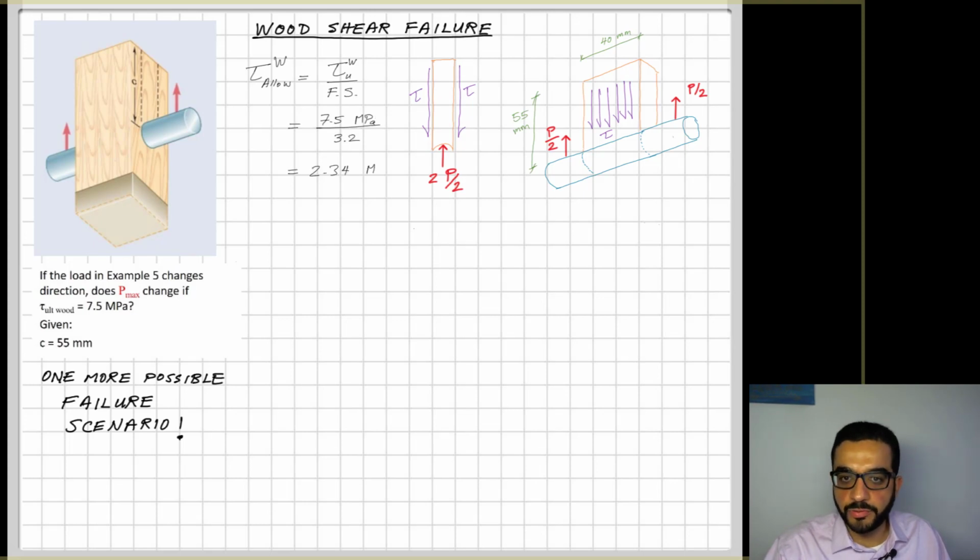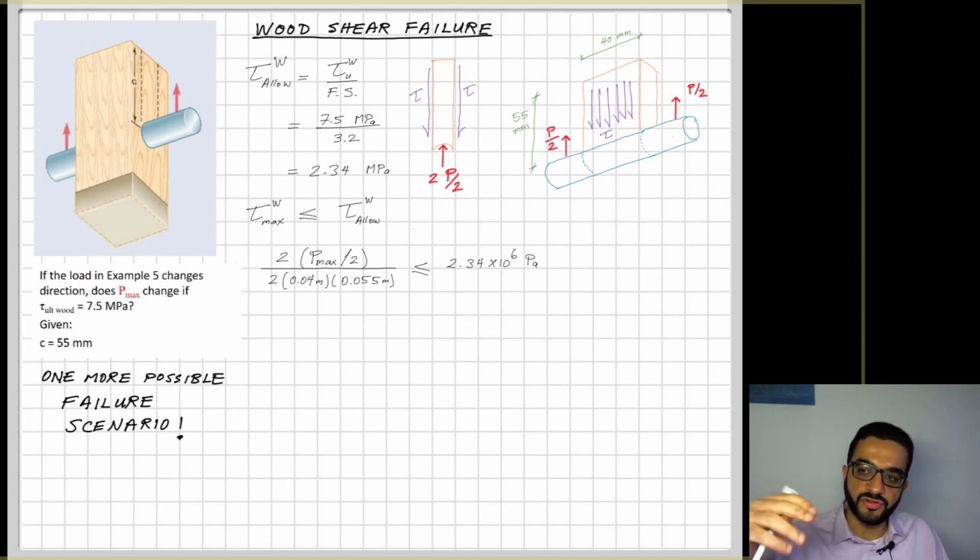So going back, trying to figure out really my threshold of design here, which is tau allow, considering tau ultimate wood that's given to me and the factor of safety of 3.2. And I'm now designing that tau max of the wood should be less than tau allow. Tau max here from equilibrium, the shear stresses on both surfaces just before the failure should be equal to 2P over 2. So 2P max over 2 divided by the area that's relevant to these shear stresses developing. So it's 2 surfaces, and each surface is 4.04 meters times the depth of the block, which is 0.055 meters. That should be less than the allowable stress.